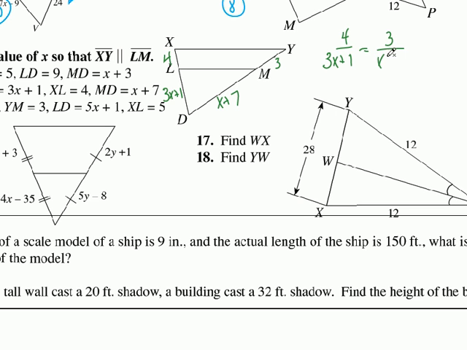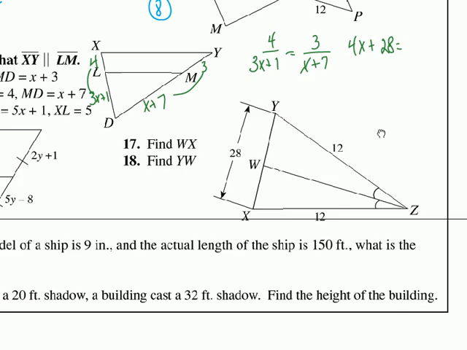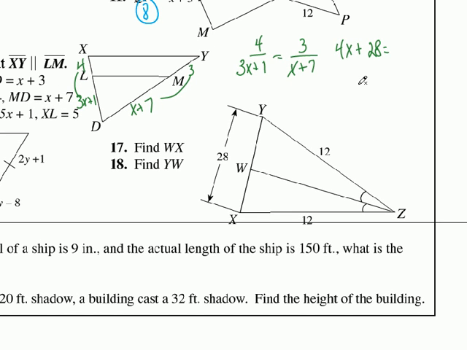3 over x plus 7. Alright, so that's how we set up our relationships, this to this, this to this, and then we just do the math and solve for x. So what do we get? 4x plus 28 equals 9x plus 3. Subtract 4x from both sides, subtract a 3 from both sides, x is 5. There you go. Simple as that.